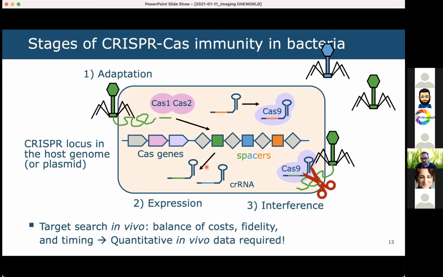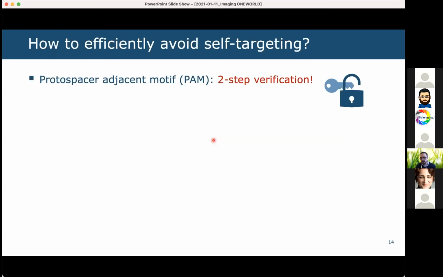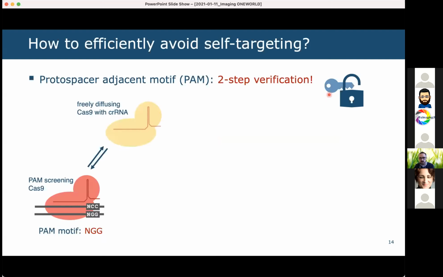Because this green one, the CRISPR RNA, of course, also matches the target sequence on the DNA. And there's a mechanism in place that's called the protospacer adjacent motif. And you can think of it as a two-step verification system. So let's say we have a CRISPR-Cas9 molecule in solution or in the bacterium that has CRISPR RNA loaded.